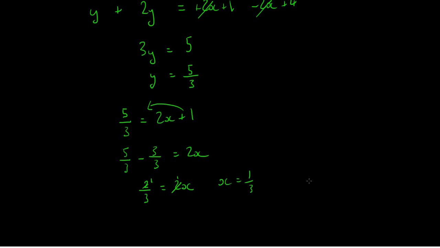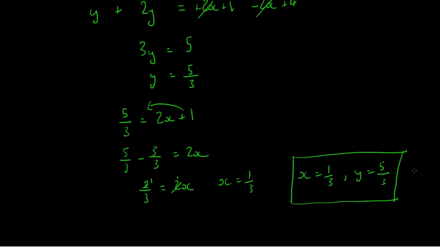So if I write the solution out for this, we have x is equal to 1/3 and y is equal to 5 over 3. Note that we will get the same answer regardless of which method we use, and it's down to personal preference or whichever one is easier for the given equation.